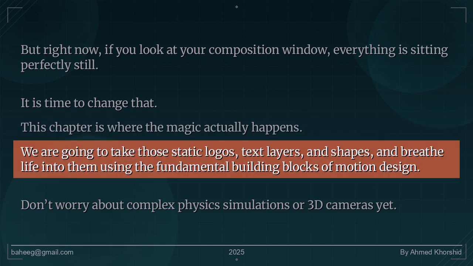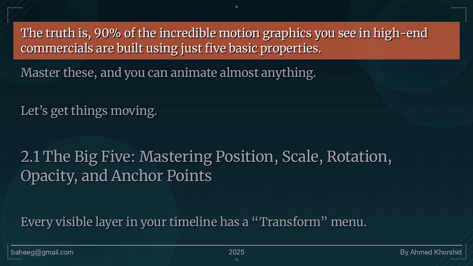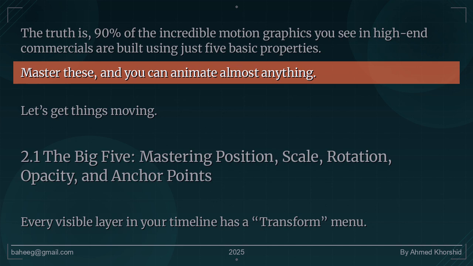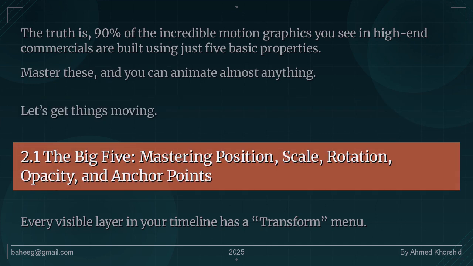We are going to take those static logos, text layers, and shapes, and breathe life into them using the fundamental building blocks of motion design. Don't worry about complex physics simulations or 3D cameras yet. The truth is, 90% of the incredible motion graphics you see in high-end commercials are built using just 5 basic properties. Master these, and you can animate almost anything. Let's get things moving. 2.1 The Big Five, Mastering Position, Scale, Rotation, Opacity, and Anchor Points.